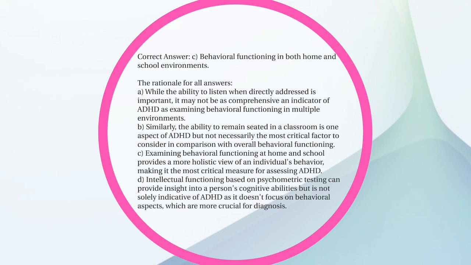And you see the rationale for option A, option B, and option D. So take a second to read the rationale and understand the reasons behind why each was the incorrect answer. Especially D. Let's talk about D. Intellectual functioning based on psychometric testing can provide some insight into the person's cognitive ability, but it is not solely an indicator for ADHD, as it does not focus on the behavior aspect, which is more crucial for the diagnosis, right? So that's the rationale for D.